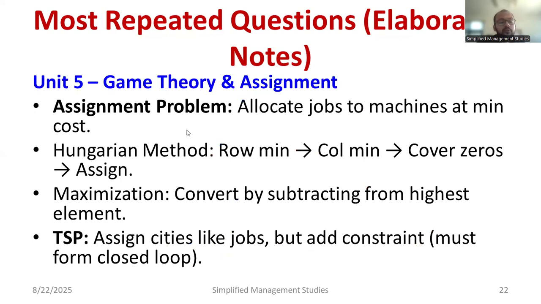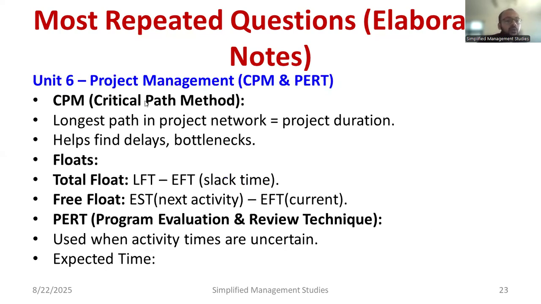Coming to the assignment problem: allocate the jobs to machines at a minimum cost. That is called the assignment problem. The Hungarian method is one of the most important methods. Here: row minimum, column minimum, cover zeros and give the assignment. For maximization, convert by subtracting from the highest element. TSP: assign the cities like jobs, but add the constraint that it must form a closed loop. So this is regarding game theory and assignment, which is part of unit number 5.